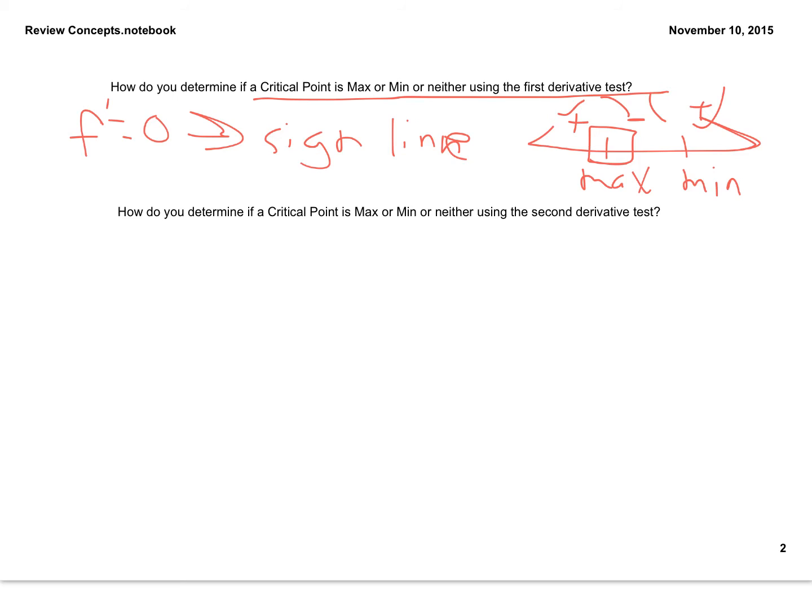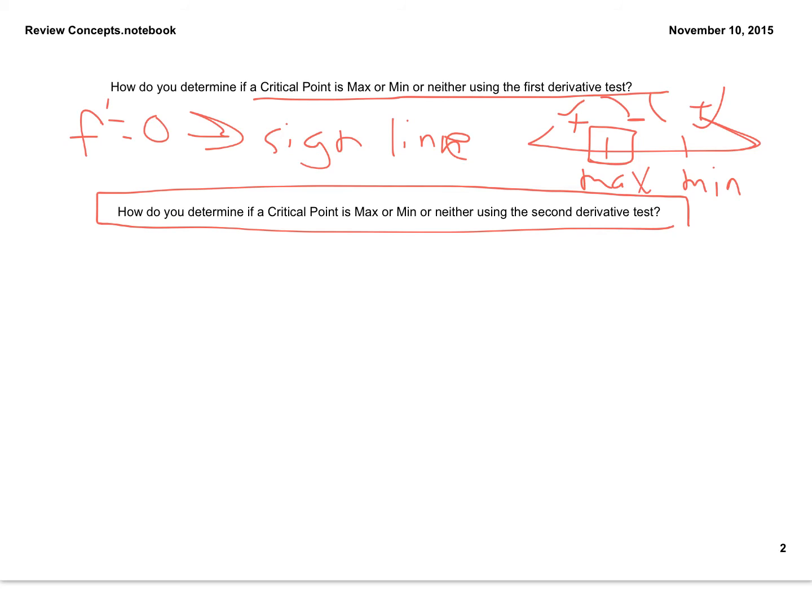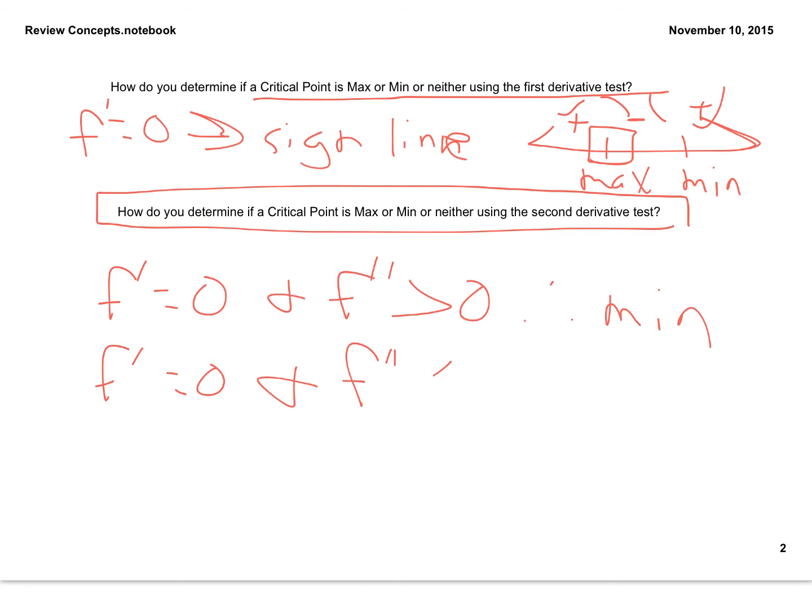This next question, how do you determine if a critical point is a max or min, or neither, using the second derivative test? This is one of those that you will not be required to use on a test, but it could be good information to have. And remember, if the first derivative is 0 and the second derivative is greater than 0, that means it's concave up. If both of those things are true, then it's going to be a minimum. If the first derivative is 0 and the second derivative is less than 0, that means it's concave down, so it's going to be a maximum.